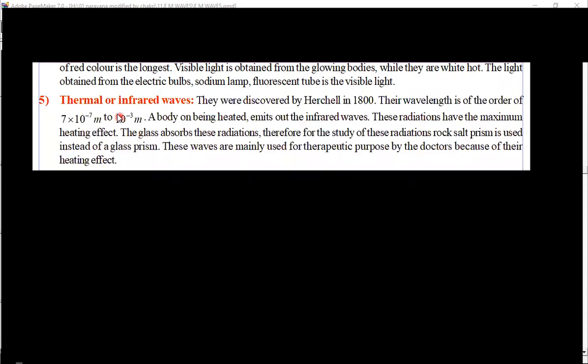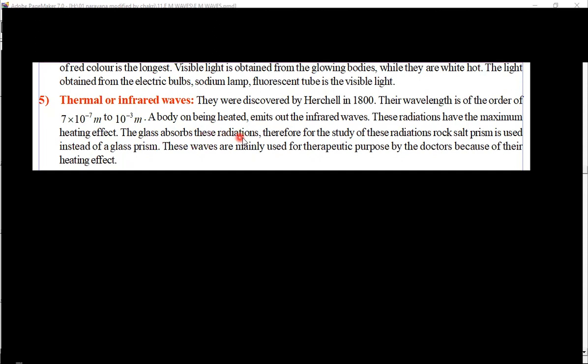Next one, thermal or infrared waves. They were discovered by Herschel in 1800. Their wavelength is of the order of 7 × 10⁻⁷ to 10⁻³ meter. A body on being heated emits infrared waves. And these radiations have the maximum heating effect.